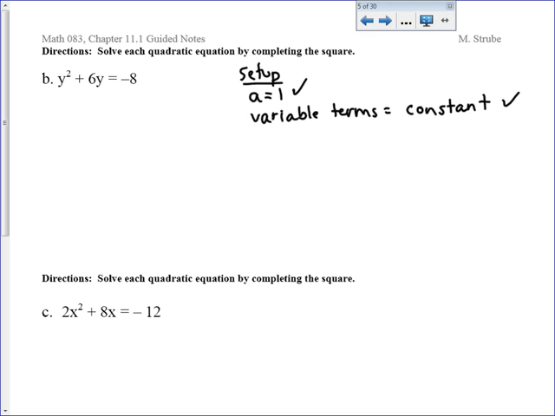So I'm going to leave myself some room on the left side to complete the square. And I use a blank for that. And whatever I end up adding to the left side, just to keep balance, also has to get added to the right side.